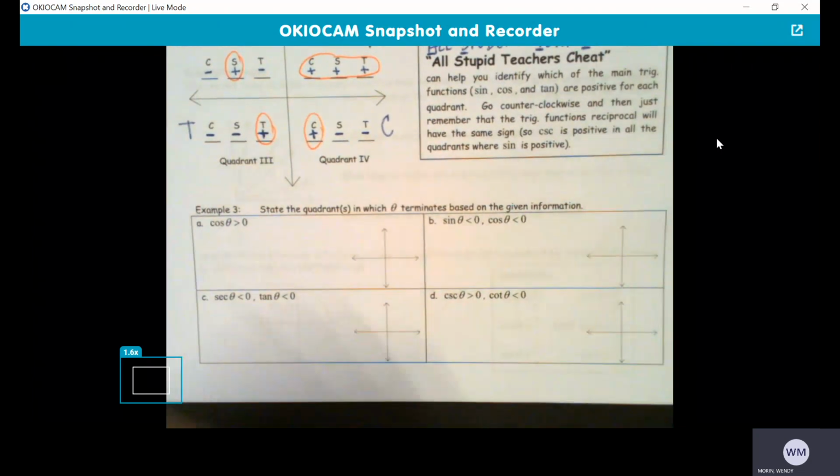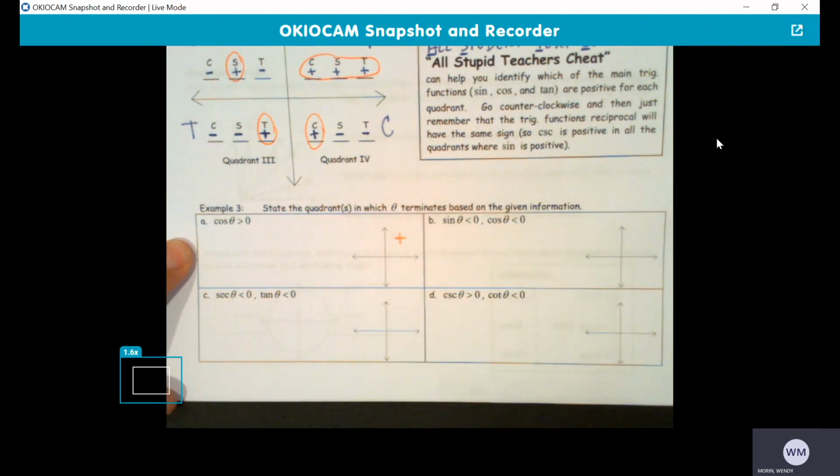Example number 3. Based on what I just told you, go ahead and see if you can figure out the answers to example 3, A, B, C, and D. So go ahead and pause your video and try them on your own. Okay, I hope you paused your video.